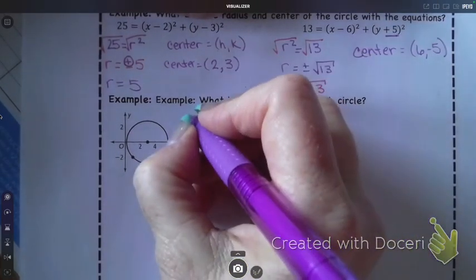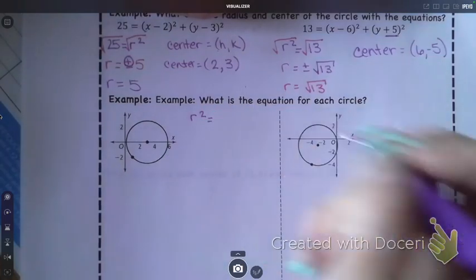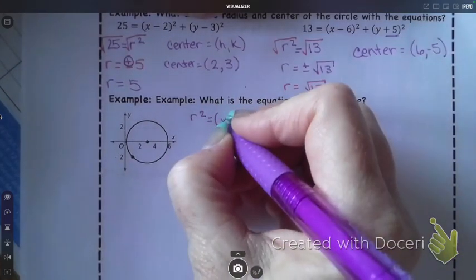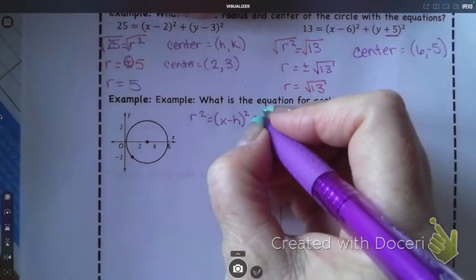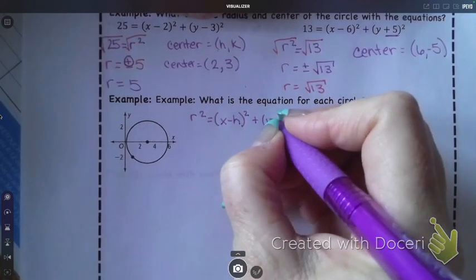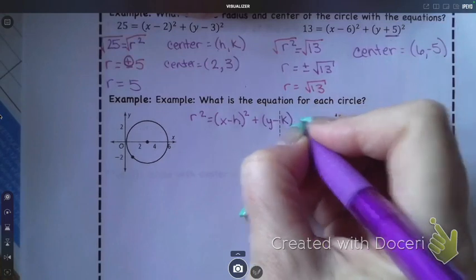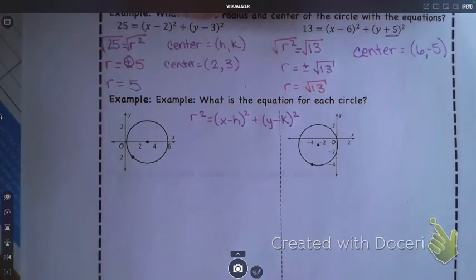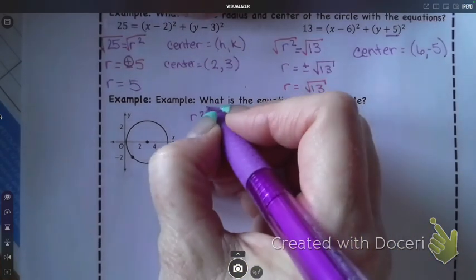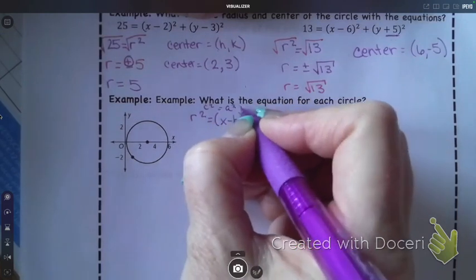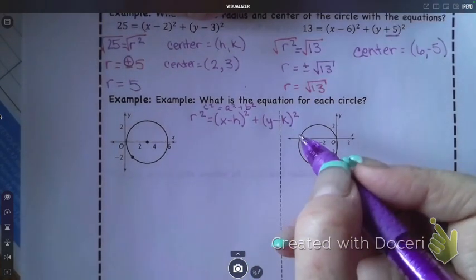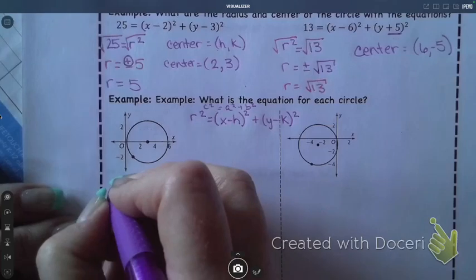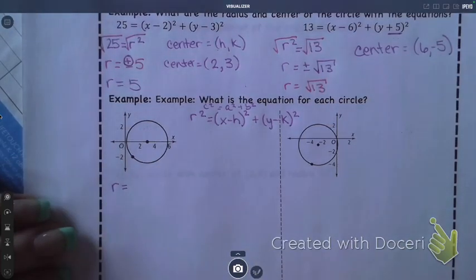Radius squared. So R squared equals X minus H squared, and you got to have parentheses, right? Plus Y minus K squared. So would it do you good to write that on your paper? Yes. Would it do you good every time to write it on your paper? Yes. And this is basically C squared equals A squared plus B squared. Okay? So now we're going to fill it in. Well, what is R? Looking at this picture. Yes, it is radius. What is it?